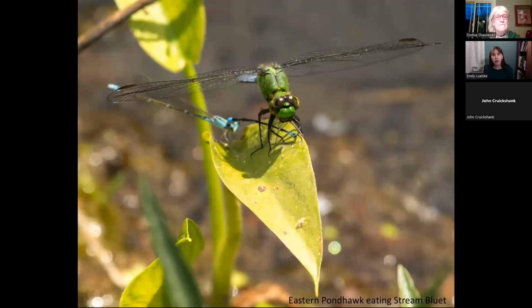Here's an eastern pondhawk dragonfly, which is in the process of eating a stream bluet damselfly. So unfortunately for this pair, this is the female here, and the male was here grasping her behind the head, but he has lost his head and thorax already to our predator here, the pondhawk. So that was kind of an unusual moment for me. But you will see some dragonflies taking down other dragonflies. It's not just dragonflies taking down smaller damselflies.